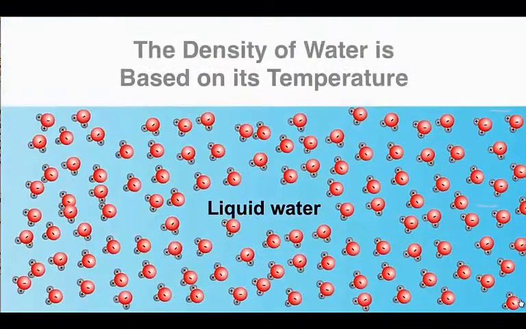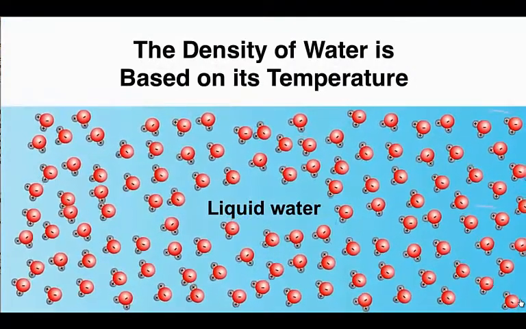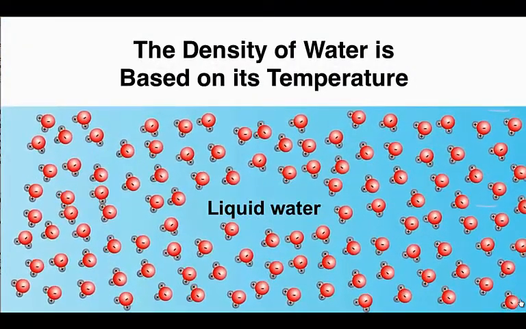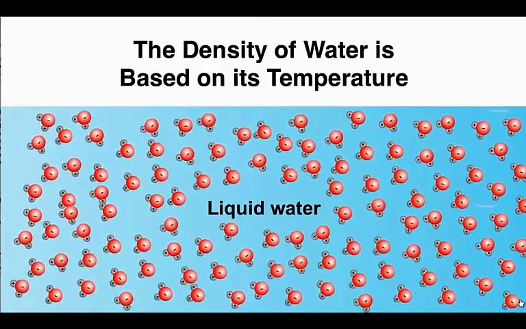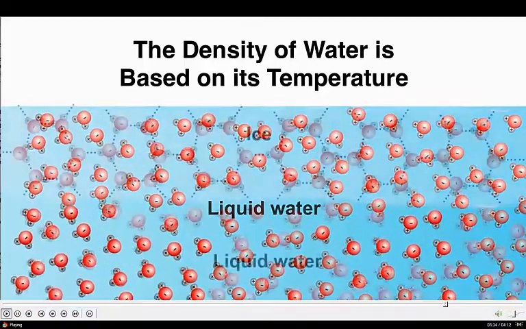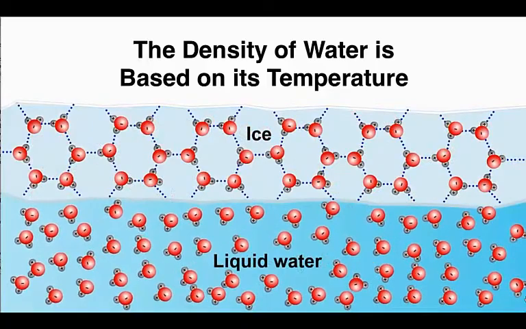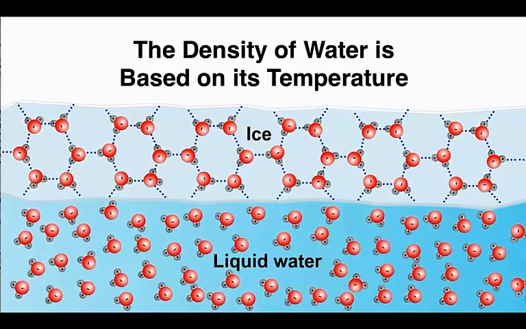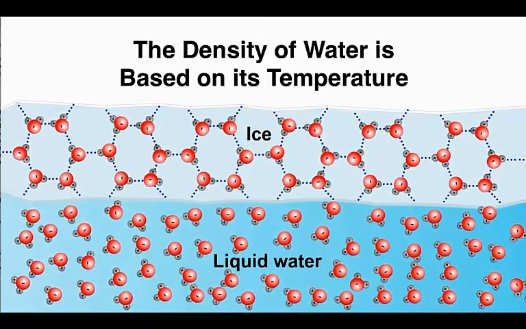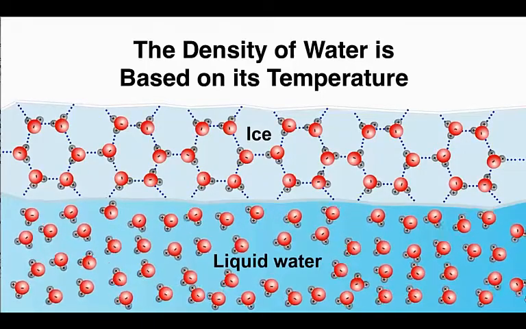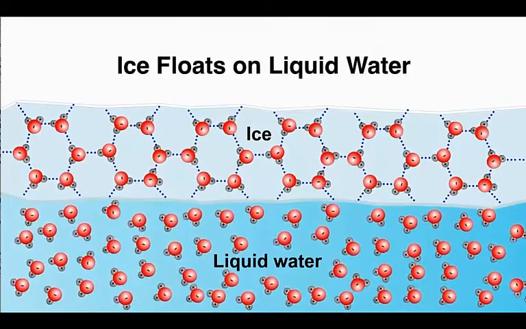And finally, the density of water is based on its temperature. However, unlike many other compounds which contract when they freeze, the configuration of the hydrogen bonds in water causes it to expand when it freezes. This expansion causes ice to have a lower density than liquid water, and therefore ice floats on liquid water.